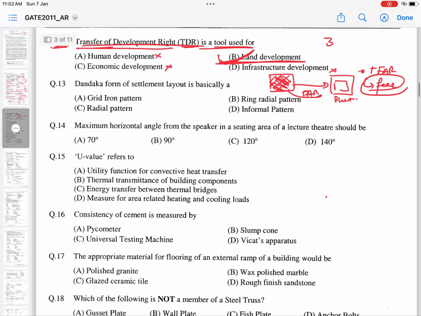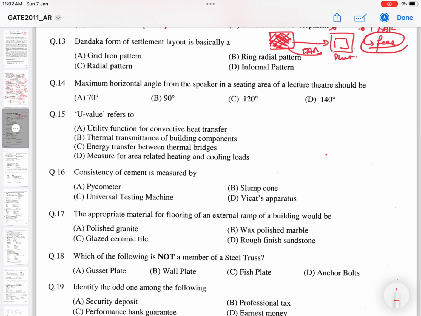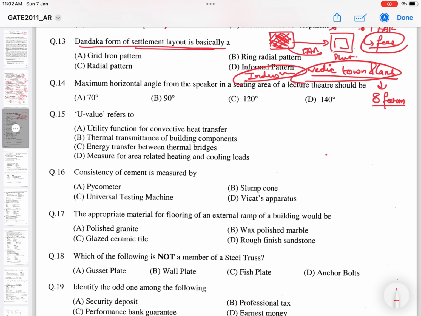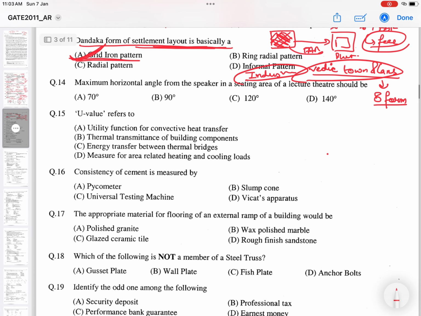Question number 13. Okay, now comes our Vedic town planning systems. These are also important. You should know about the Indus Valley and the Vedic forms. There are total 8 forms. Here they are asking Dandaka form is a settlement layout in basically a form of gridiron pattern. Okay, Dandaka is a form of gridiron layout pattern. Question number 13, the answer is gridiron pattern.